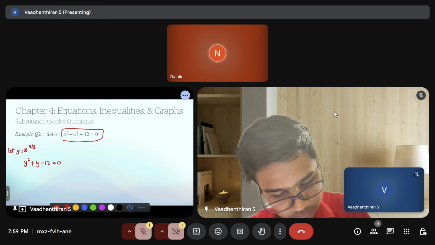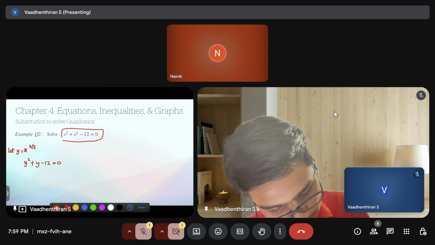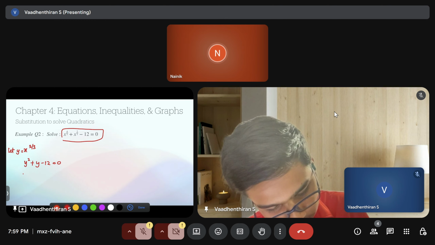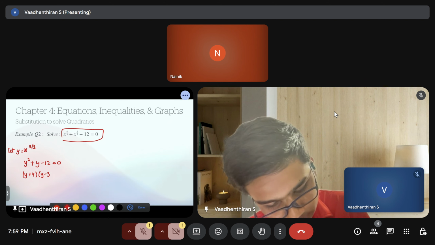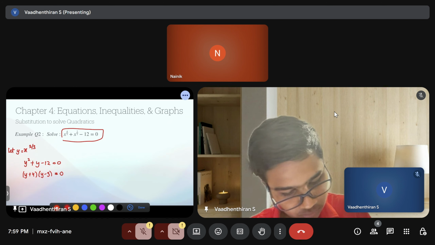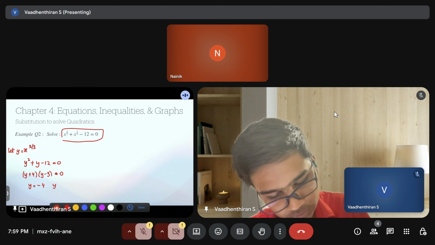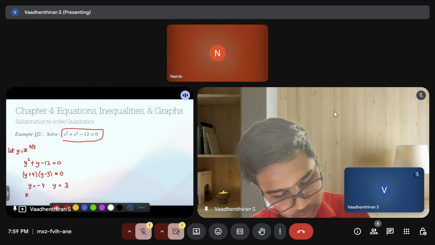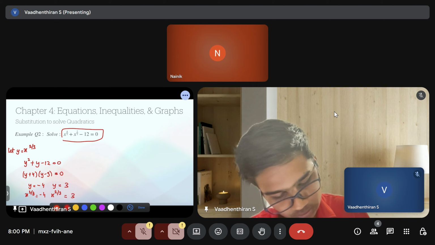Then you can solve this. You can do minus 3 and 4, so y squared plus 4y minus 3y minus 12, which is y plus 4 times y minus 3 equals 0. Then you get y equals -4, y equals 3. Substitute x^(2/3) into them, so x^(2/3) equals -4, and x^(2/3) equals 3.